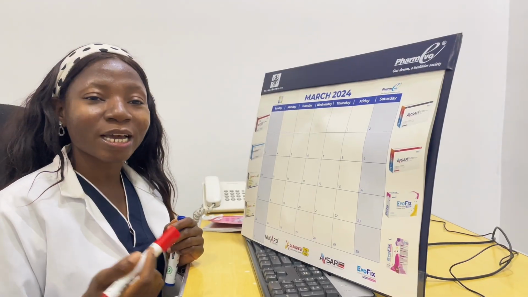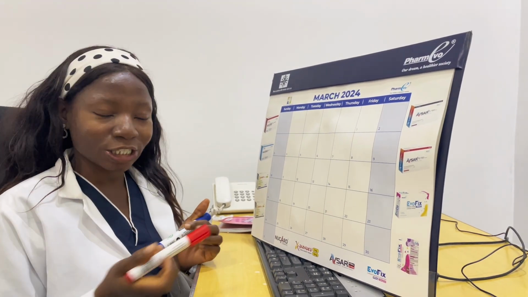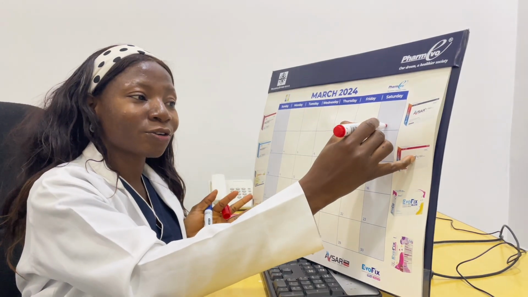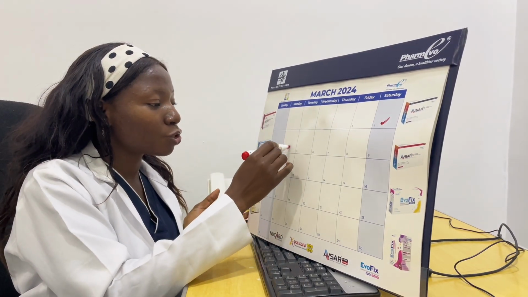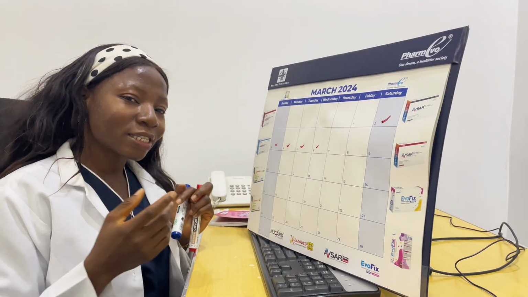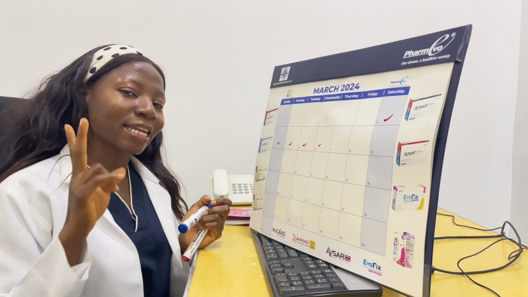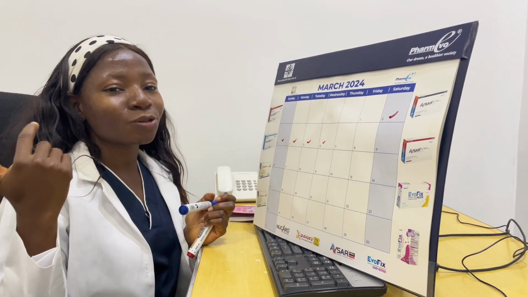So let's assume that you saw your menses on the 2nd of March. So you're going to tick 2nd of March. You saw it for 5 days. That's 1, 2, 3, 4, 5. So you're going to wait till your next menses, because to calculate cycle length you need at least 2 menses before you are able to calculate your cycle length.